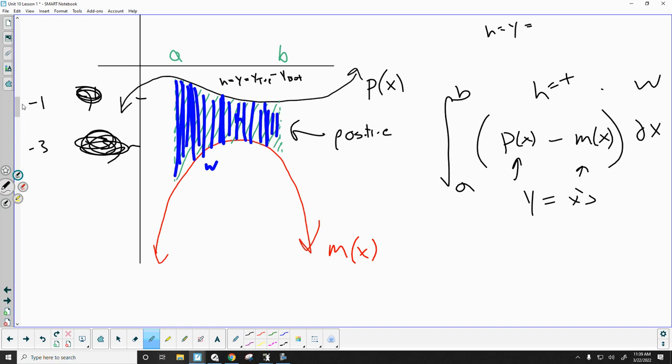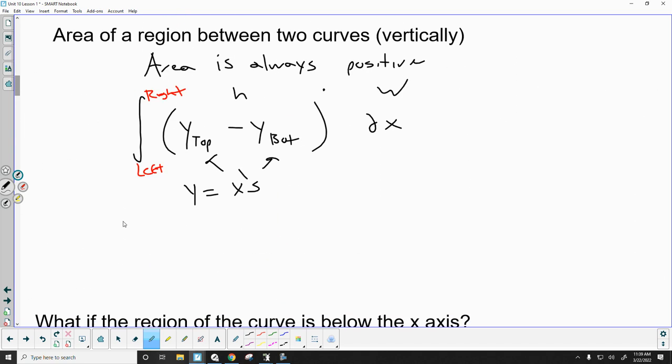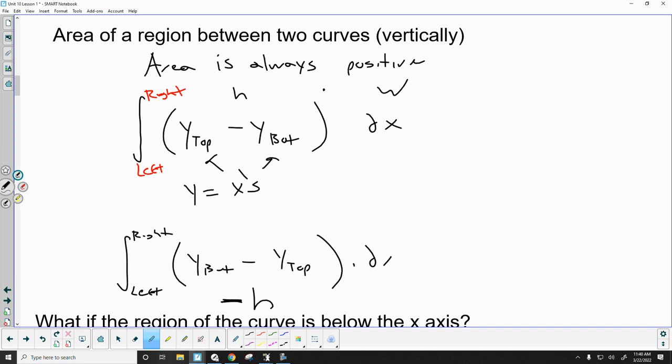This is very important. What we realize is, if we mess up, and if we're going from left to right, we accidentally do a y on the bottom minus a y on the top. The y on the bottom minus the y on the top would be a negative height, the opposite of the height that we're looking for. Multiplying by a width, we get the opposite of the area we're looking for. Okay, cool.